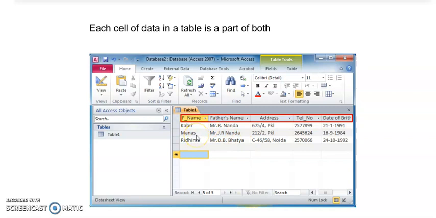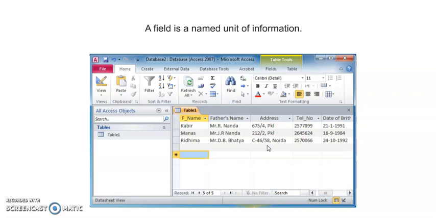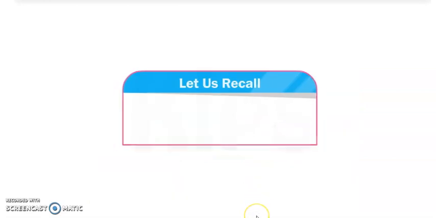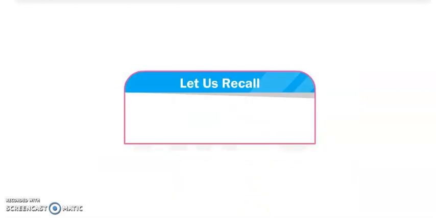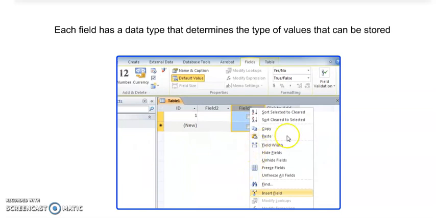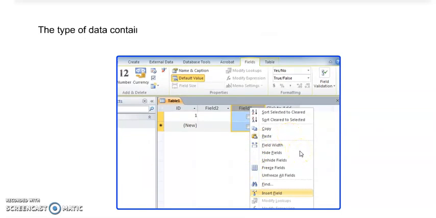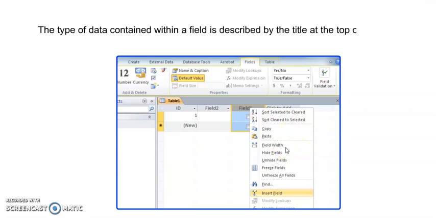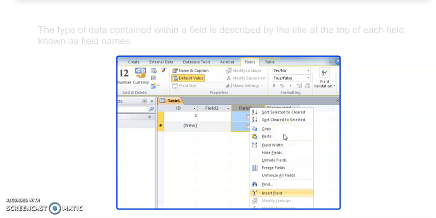These tables are also an intersection of rows and columns, and the intersection of a row and a column becomes one cell. Each cell of data in a table is a part of both a field and a record. A field is a unit of information that stores one type of information about all the objects or items. Now, let us recall what a relational database is. We have done it earlier. Each field has a data type that determines the type of values that can be stored under it. The type of data contained within a field is described by the title at the top of each field, known as the field name.